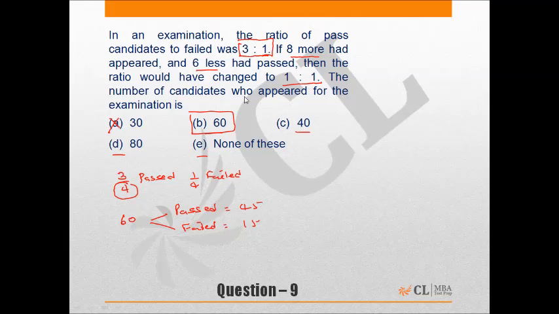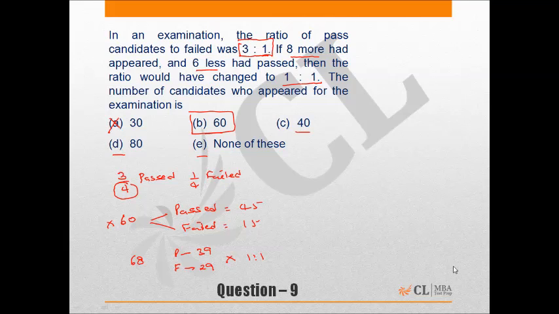The next condition says, if 8 more had appeared, that means if 68 had appeared and 6 less had passed, passed would have been 6 less, which means 39. 45 minus 6, 39. The ratio would have changed to 1:1. So if 39 passed, the number of candidates who failed would have been 29. This ratio is not 1:1, hence this is an incorrect choice. So 60 cannot be the answer.